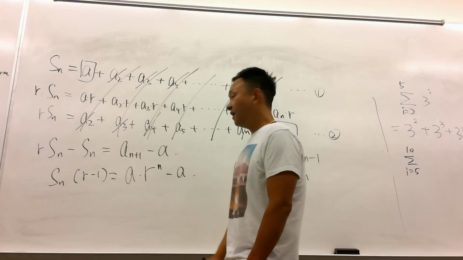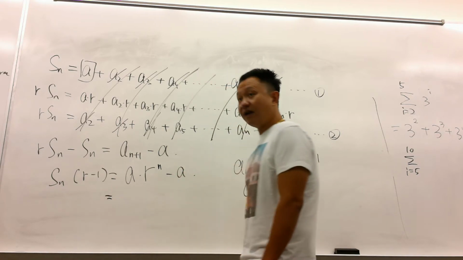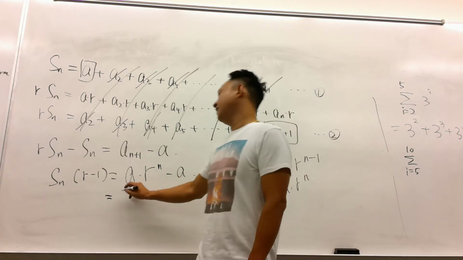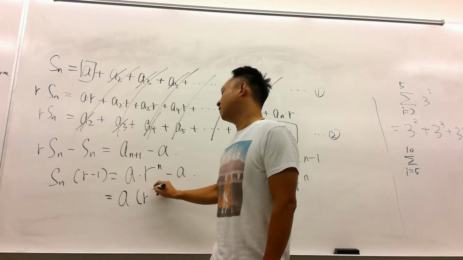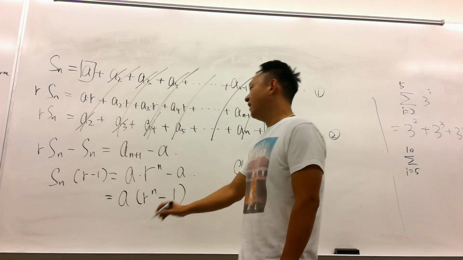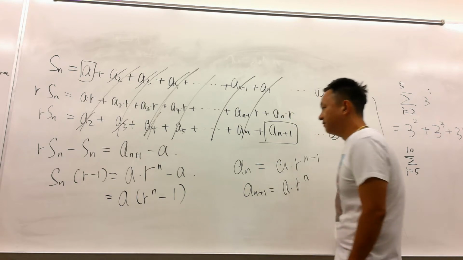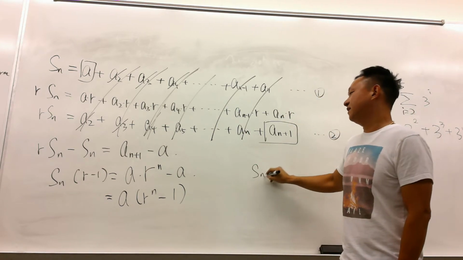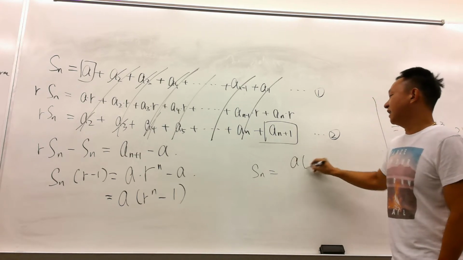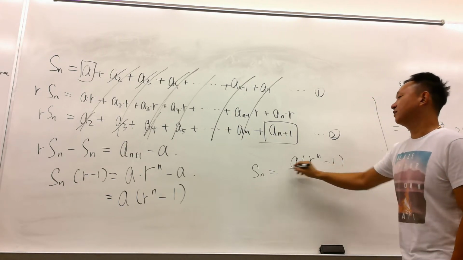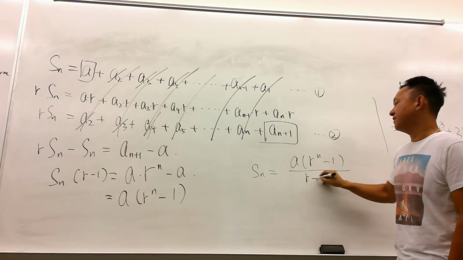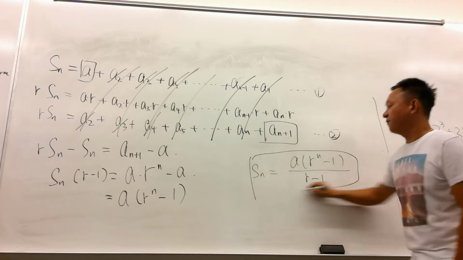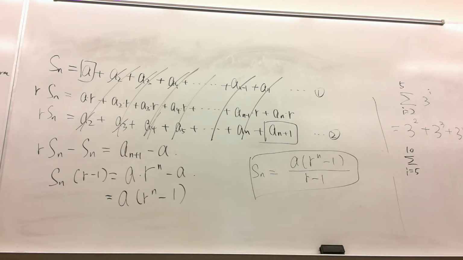Okay? And then what we can do on the right hand side is pull out a, which gives me a times r to the n minus what? Minus 1. And then guys, divide by the coefficient r minus 1, you are going to obtain what? I sub n equals a times r to the n minus 1, divided by r minus 1. And this is the formula that we have. Okay? Is that cool?